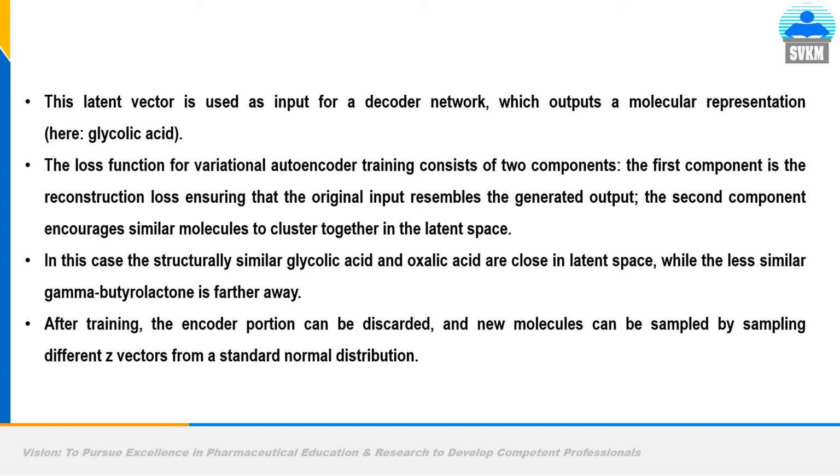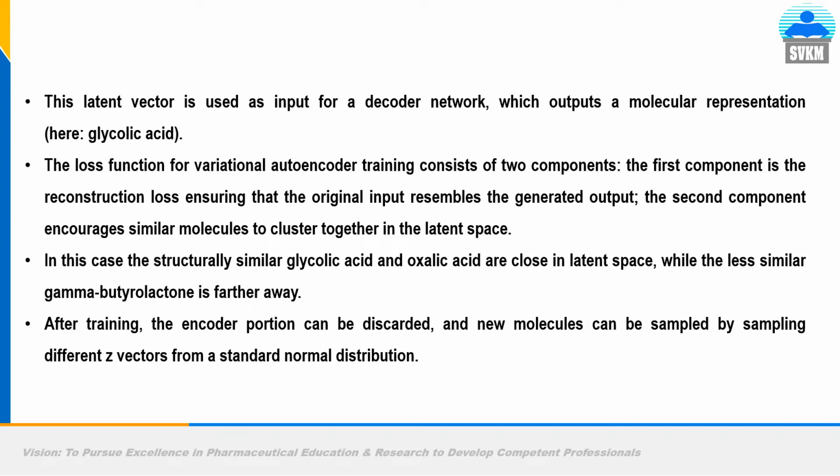The loss function for variational autoencoder, loss function means the difference between the actual output and the output given by the model. They should be the same. If they are not the same, you have to further fine tune the model so that the output of the model will be similar to the expected or the actual output. The loss function for variational autoencoder training consists of two components. It is very, very important.